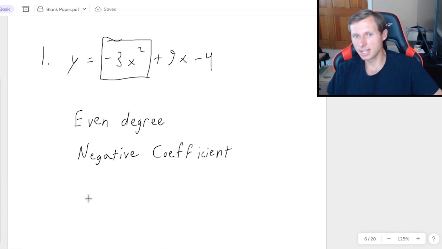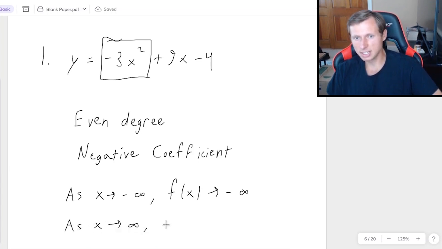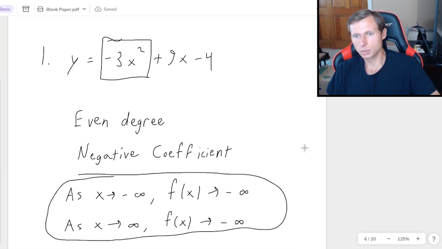Now going into my answer, I just write as x approaches negative infinity, f of x approaches negative infinity, and as x approaches positive infinity, f of x approaches negative infinity again. So in other words, you just have to memorize that chart, those 4 options we have, and then there's no real thinking involved here besides just saying it's even degree, negative coefficient.